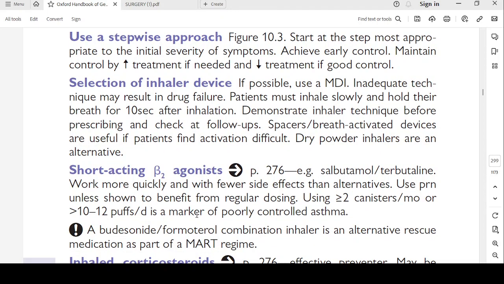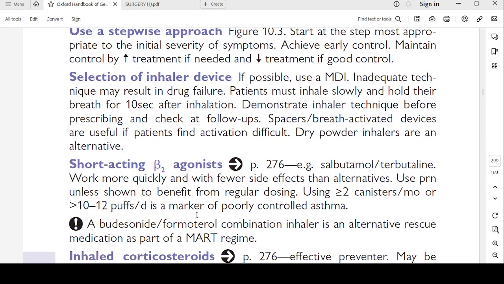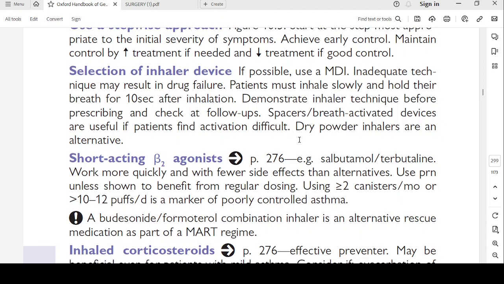Selection of inhaler device. If possible, use an MDI. Inadequate technique may result in drug failure. The patient must inhale slowly and hold the breath for 1 second after inhalation. Demonstrate inhaler technique before prescribing and check at follow-ups. Spacer or breath-activated devices are useful if patients find activation difficult. Dry powder inhalers are an alternative.